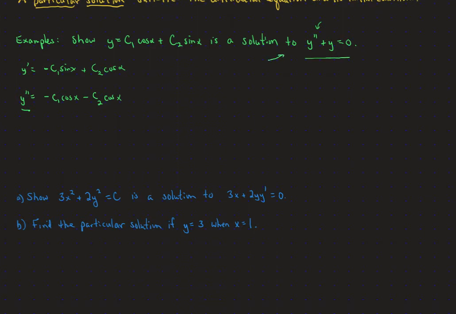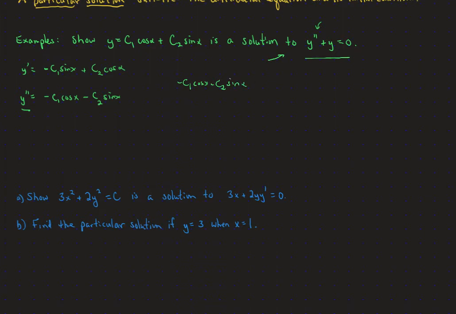So we're going to get y double prime, that's the negative c1 cosine x minus c2 cosine, did I do that right? I don't think that's right. So let me back up. Our first derivative had a cosine, so our second derivative, that should be a sine. Sorry about that. So that should be then a negative c1 cosine x minus c2 sine of x.